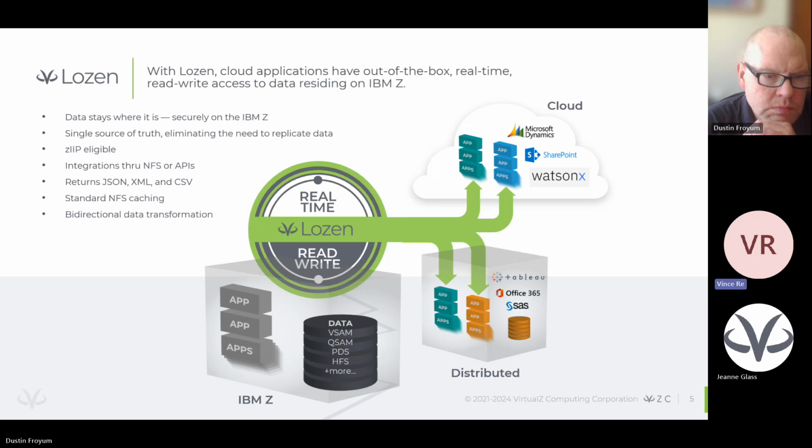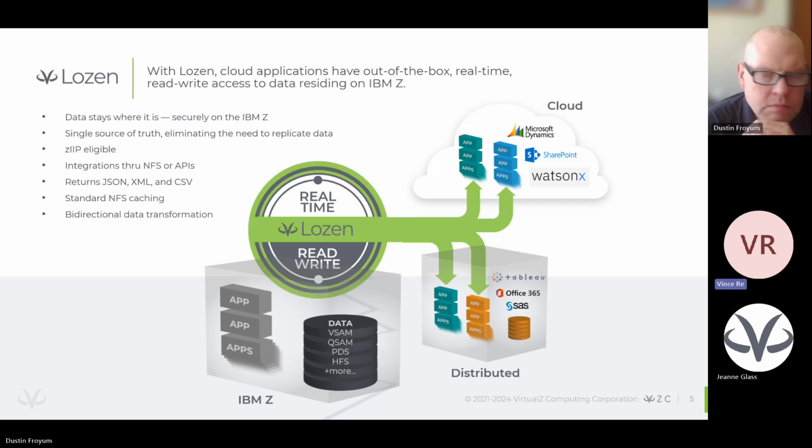So we've seen a lot of customers design these Rube Goldberg type environments where there are all sorts of complicated schemes to get updated information back to the mainframe. Lozen avoids all of that because there aren't two copies of the data. There's just one copy of the data, and it stays on the mainframe. So that's probably the biggest difference.